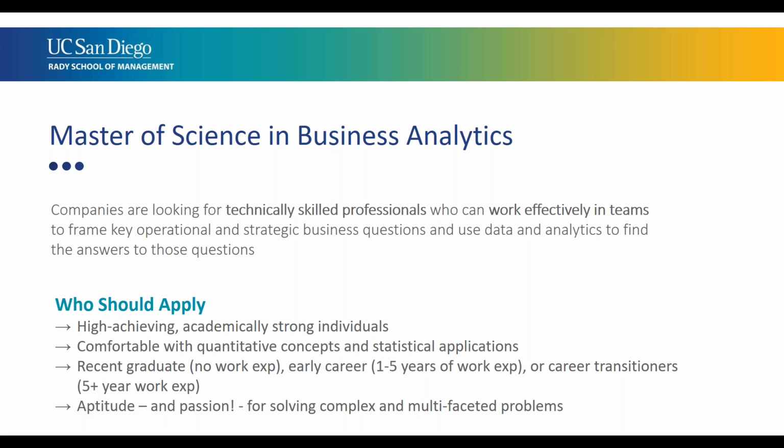So who should apply to this program? Who is the admissions committee looking for? We are looking for high achieving, academically strong individuals. The UC system and UC San Diego is a top tier school. And so academically strong individuals are individuals who are going to perform at the level that's expected of them. We also look for individuals who are comfortable with quantitative concepts and statistical applications. This is a highly quantitative and technical program. So for that, it's things like programming, R, Python, linear algebra, statistics, etc.